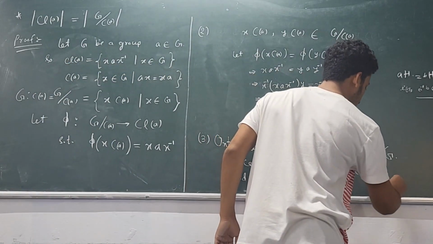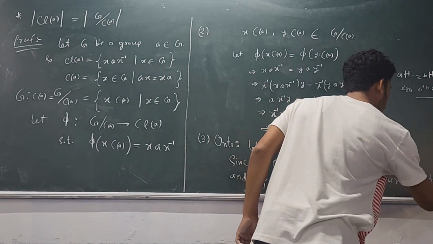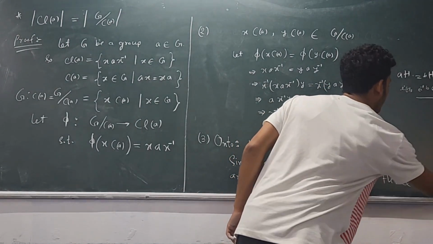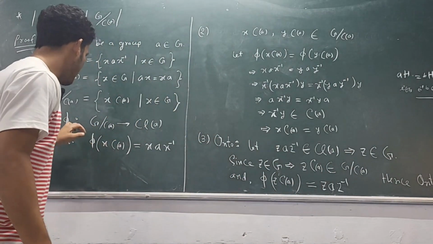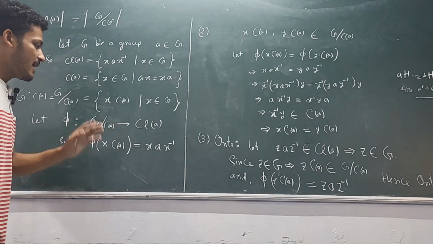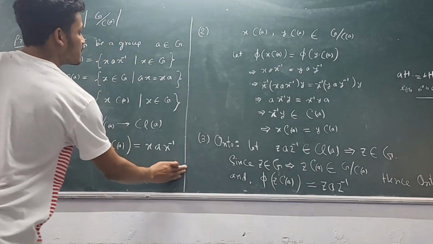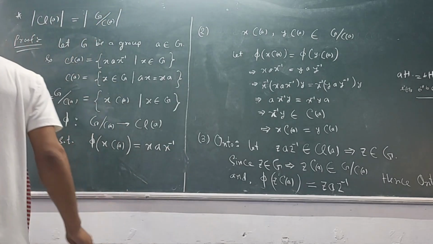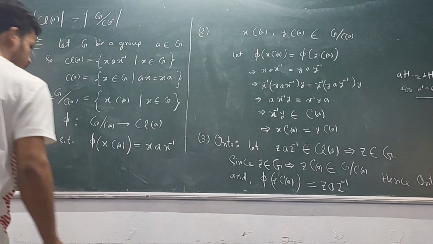Hence onto, also. Since it is one-one and onto, phi is a one-one onto function from this group. Hence phi is a bijection. Now write, hence phi is a bijection.